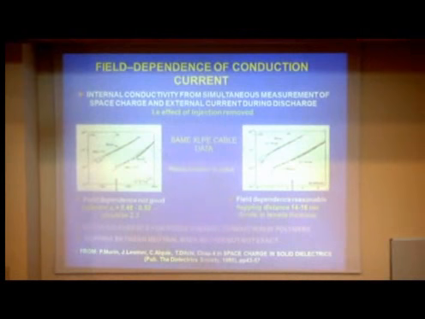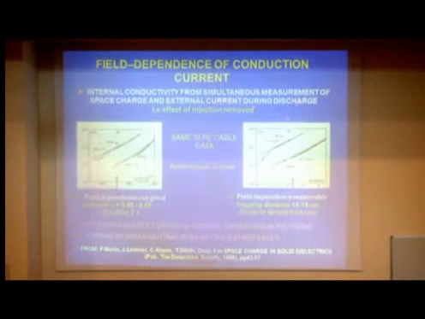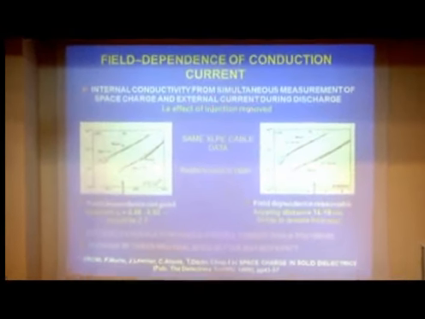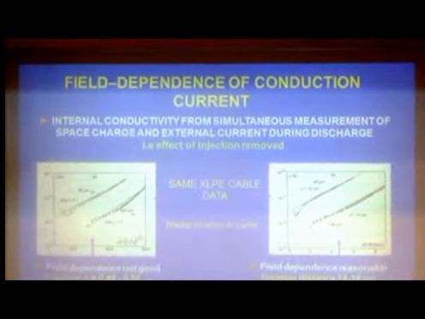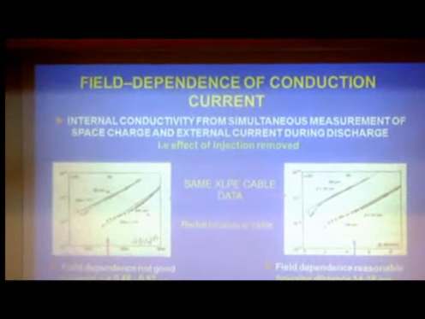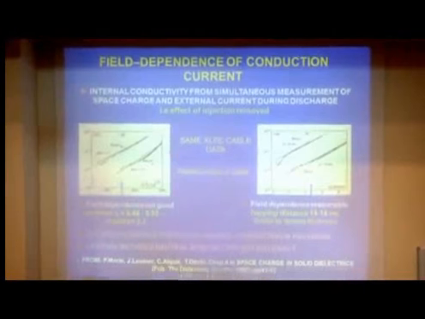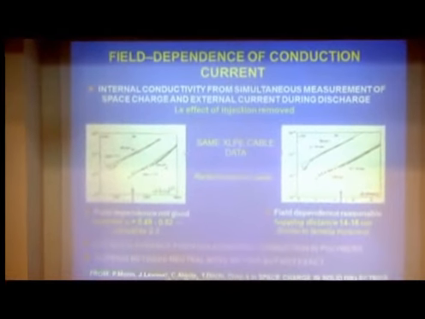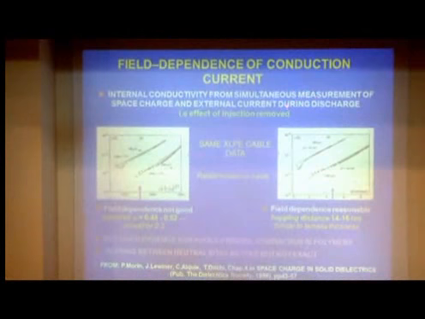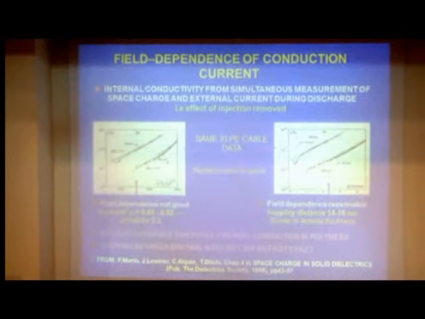It's data taken from a cross-linked polyethylene cable insulation during discharge, and the external current has been measured simultaneously with the space charge using the laser pressure pulse method. Now, the external current is a combination of two things. One is the conduction current. The second thing is the displacement of the space charge cloud in the material. By measuring these two features simultaneously, we can separate the space charge cloud movement from the conduction current movement.